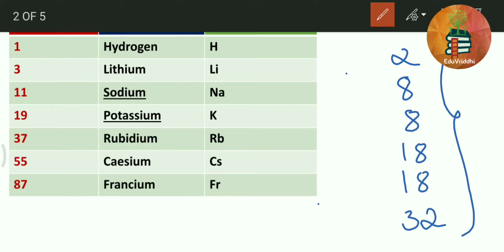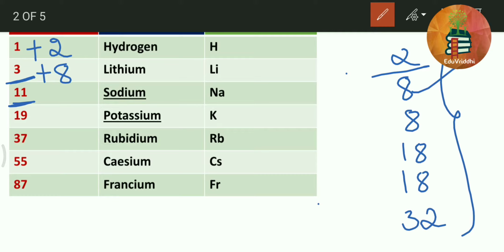What we will do is, at first we need to know the first element of the first group, that is, we already know that hydrogen is the first element and it has atomic number 1. Now to find the next atomic number, we will take the first magic number, that is 2, and add it to the first atomic number. So 1 plus 2 is equal to 3. We will get the next atomic number. Next add the second magic number 8 to this number. So 3 plus 8 is equal to 11.